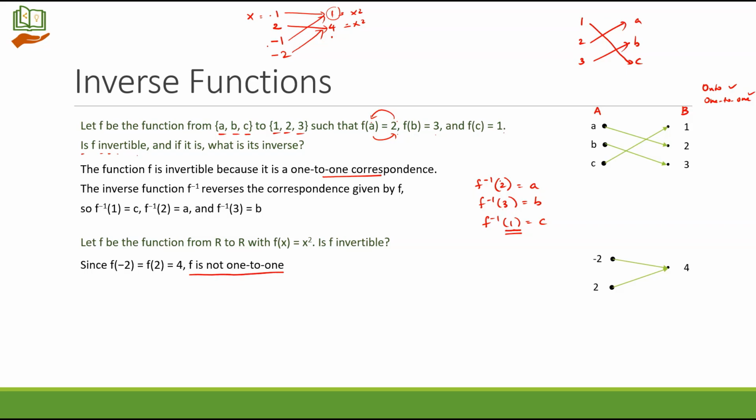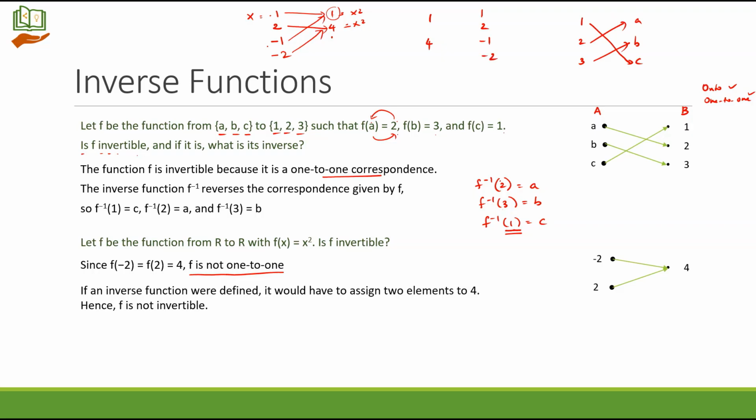I have given you a small mapping only, with minus 2 and plus 2 mapping to 4. If an inverse function were defined, it would have to assign 2 elements to 4. Just reverse this. Now, we will have 1 and 4 in the domain. We will have 1, 2, minus 1, minus 2 in the codomain. 1 will be mapping to 2 values here and 4 will be mapping to 2 values here. What did we see just before? This is not a function at all, because each domain element should have exactly one mapping to a codomain value.